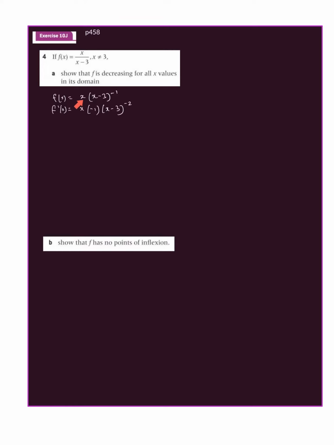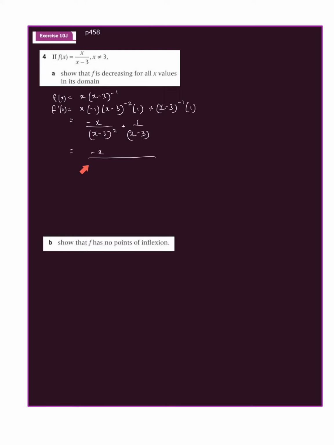And we'll take the derivative, so it's the first times the derivative of the second. That one comes from the derivative of x, the inner function, plus the second times the derivative of the first. That one comes from that one. We tidy this up. We've got minus x over (x minus 3) squared plus 1 over (x minus 3).